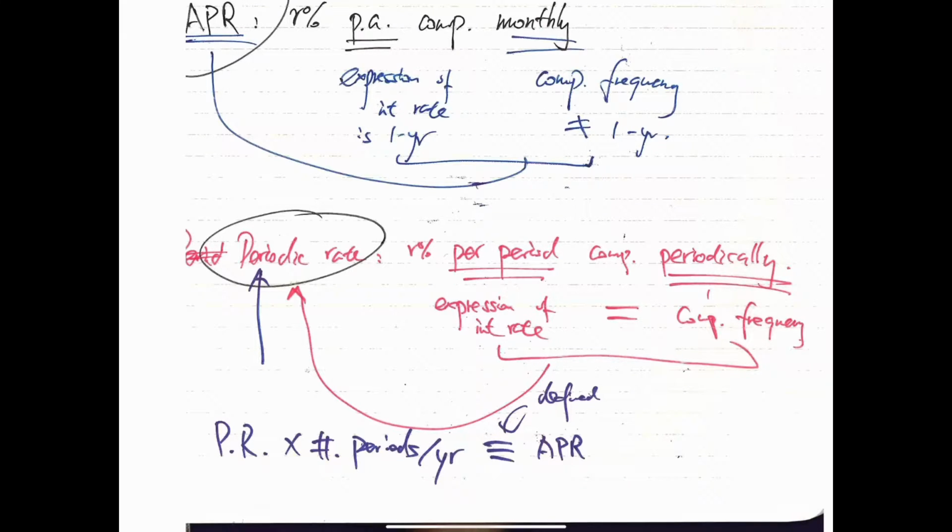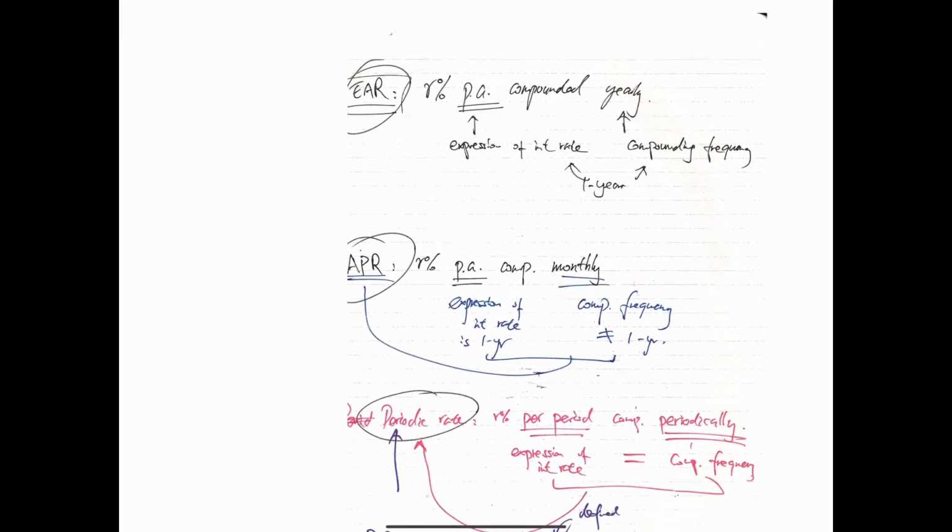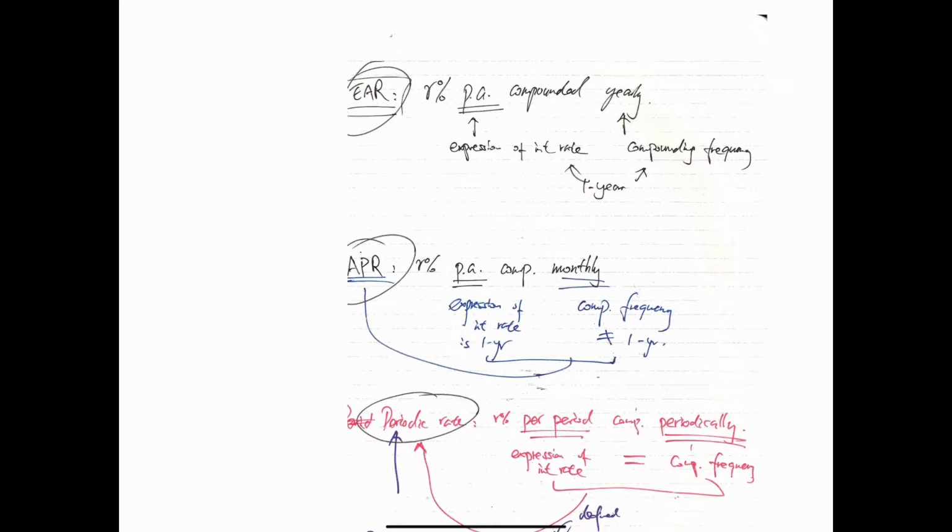Say if I have 1% per month, then people can say, oh, if it's 1% per month, then that would be 12% per year compounded monthly, right? Because 1% times 12 is rather straightforward. And over here, if you see the definition for periodic rate very clearly, it's R% per period compounded periodically. And that means the expression of interest rate is the same as the compounding frequency being a particular period, like 1 month, 1 quarter. And on that point, you can see that the effective annual rate really is just a special example of a periodic rate, with the period being 1 year, right?